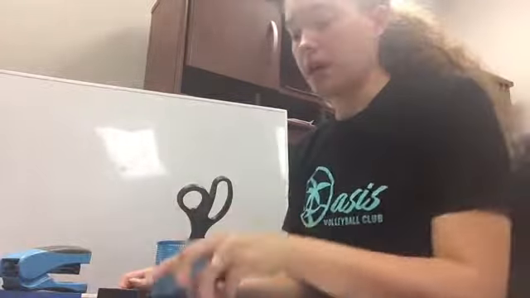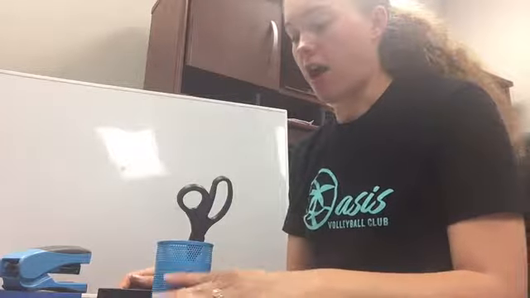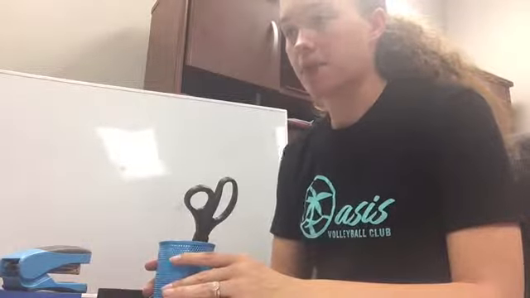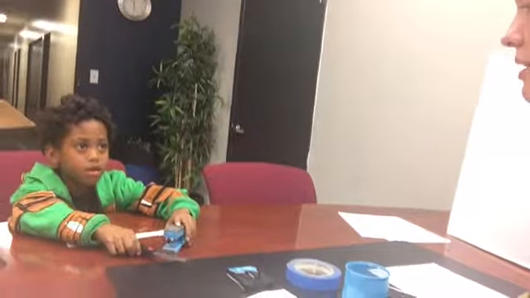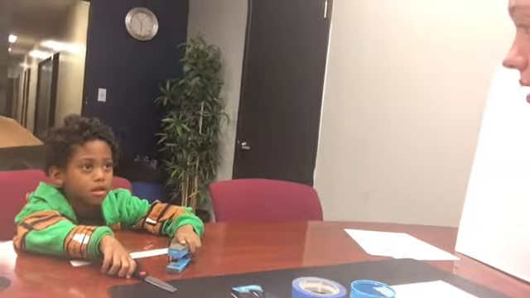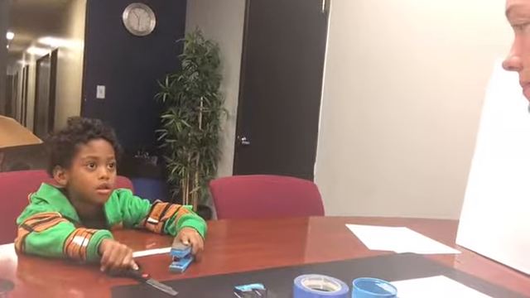So we have some objects and we're going to compare different objects and the sizes of different objects. Okay? So what I'm going to do is I'm going to hand you 2 objects and you're going to tell me which object is longer and which object is shorter. Okay? So I'm going to hand you a scissors and a stapler. Now you're going to tell me which object is longer in length and which object is shorter in length?